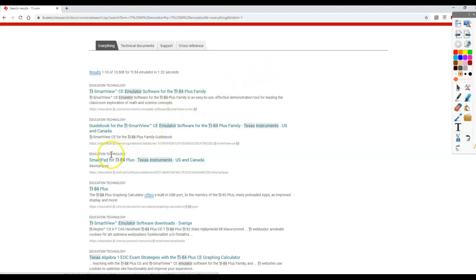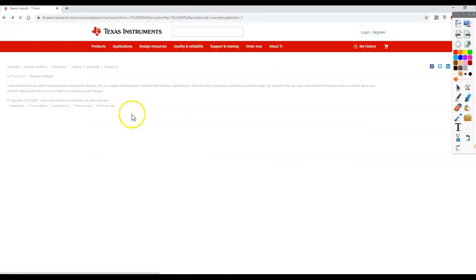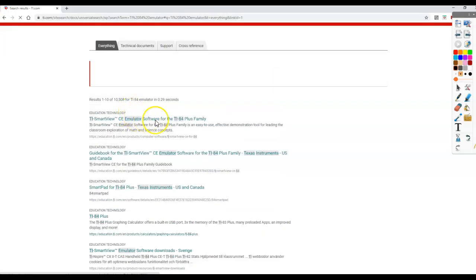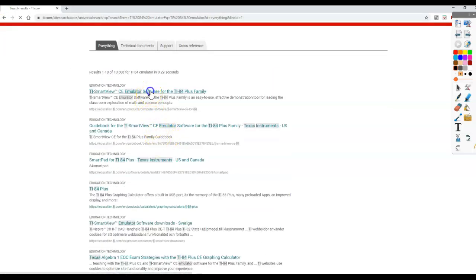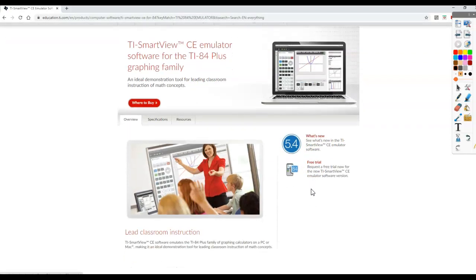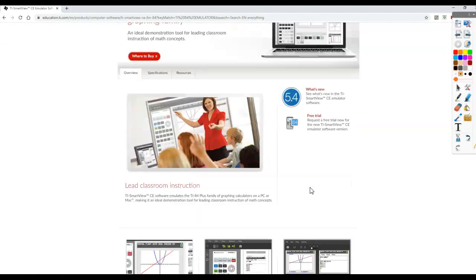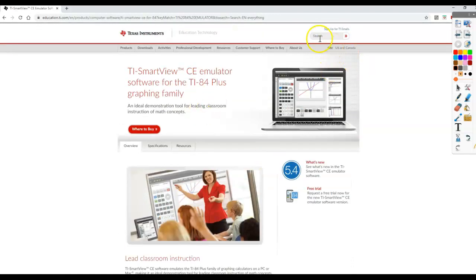That's for a smart, though I don't think it really matters. But click on one of these TI-84s here. I like this one up here that says the emulator software for the plus family. Click on that, and you can request a free trial. Now, it's probably only for a month long. I don't know. I mean, if you want to buy it, you can. The downside, once again, though, is that you can't use this when you're on the test.